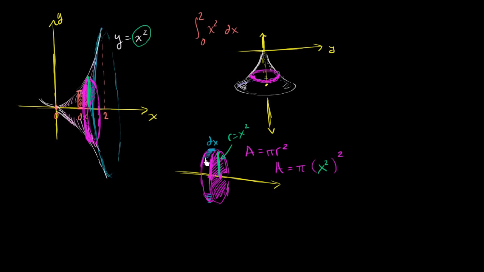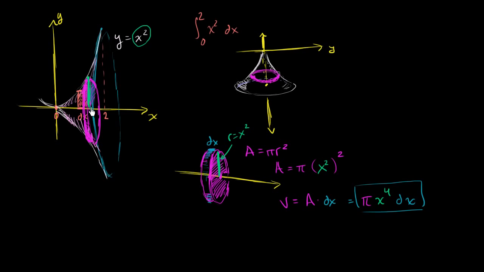So the volume of this thing right over here, the volume just of this coin, I guess you could call it, is going to be equal to my area times dx, which is equal to pi times x squared squared. So it's equal to pi x squared squared, which is x to the fourth, pi x to the fourth dx.